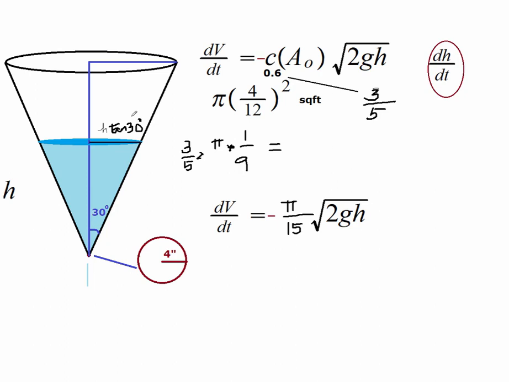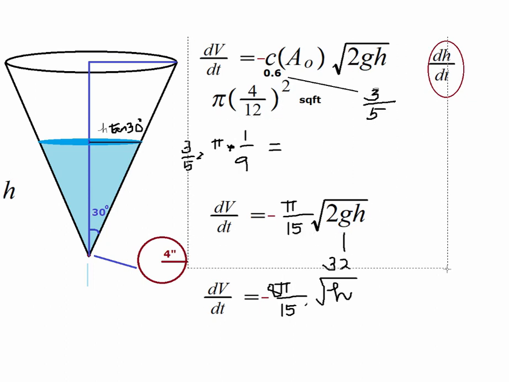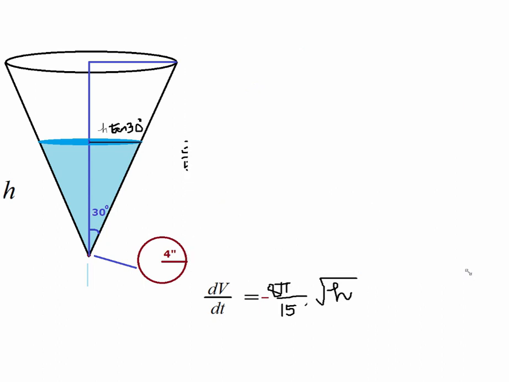Okay, so now we know that g is 32 feet per second squared, and 32 times 2 is 64, whose square root is 8. So what this entire equation will change to is 8 pi over 15 times the square root of h. Now let's go towards dh/dt, because we have to find an equation in dh/dt. So first let me erase this area so that we can write over here.